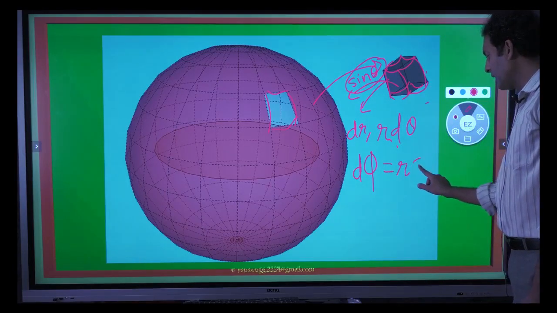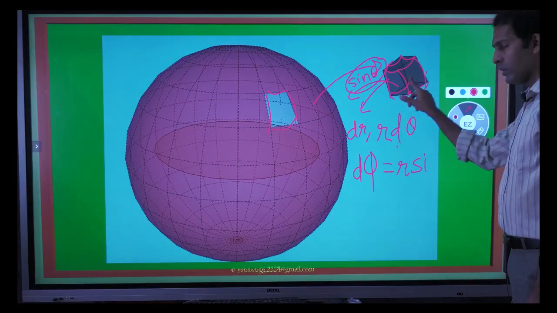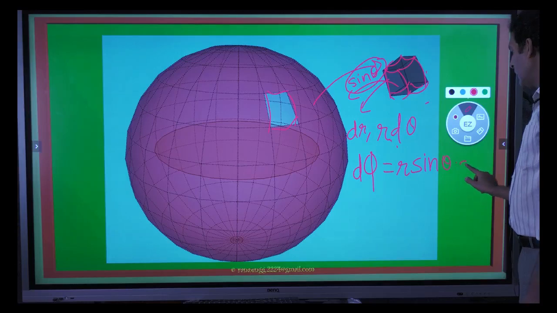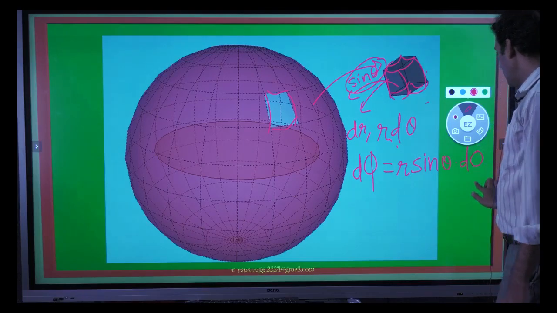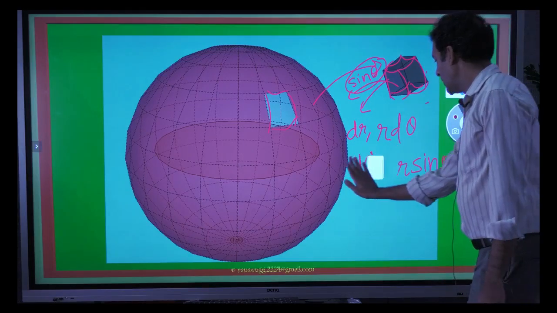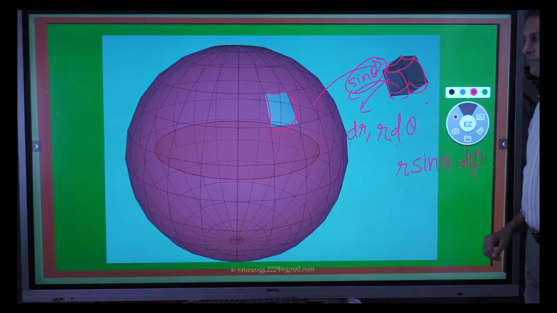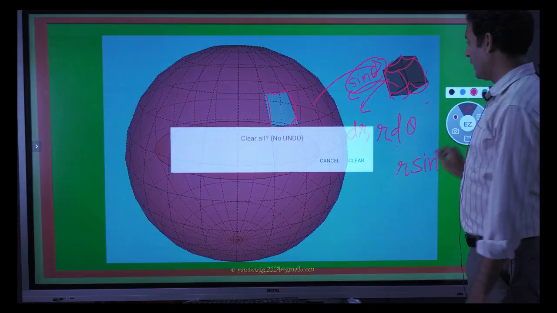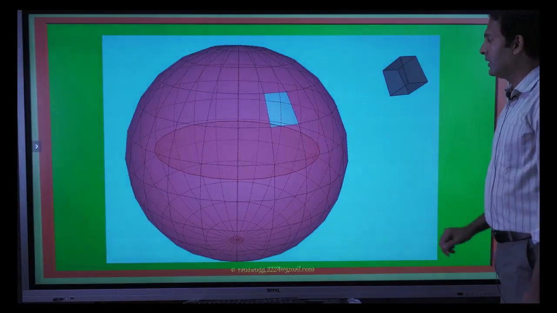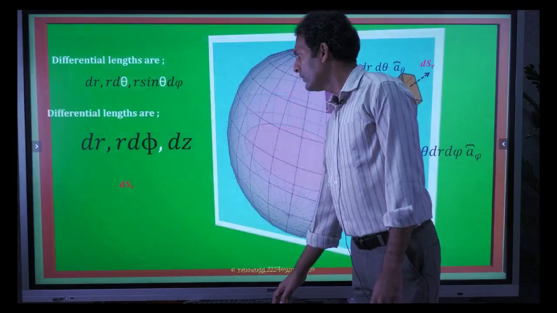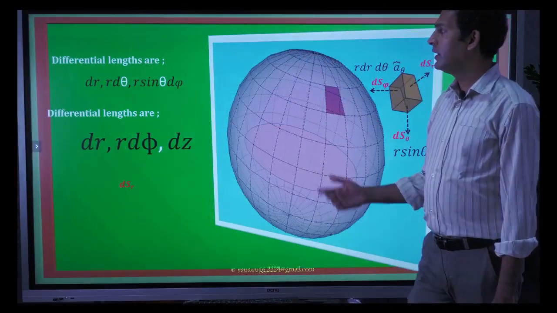In place of that, we require the radius r, of course, for one curve, then sine theta, and third one r sine theta, and it is for phi. So it will be d phi. So the third component is r sine theta d phi. These will be the three components, three differential elements for the spherical coordinate system. So if we remember them, then it is very easy.